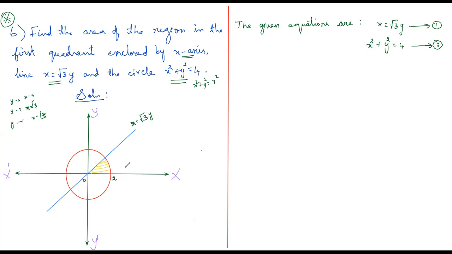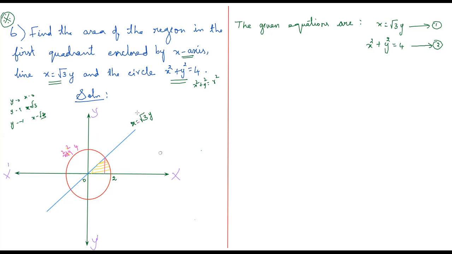Now you have the equation of the circle as x square plus y square is equal to 4, and the equation of the line is this. When you're taking the line, the limit varies from 0 to somewhere here. Up to this only you have the line. So you draw a perpendicular from this point to find the limits of the line. This is where you get the limit of the line.